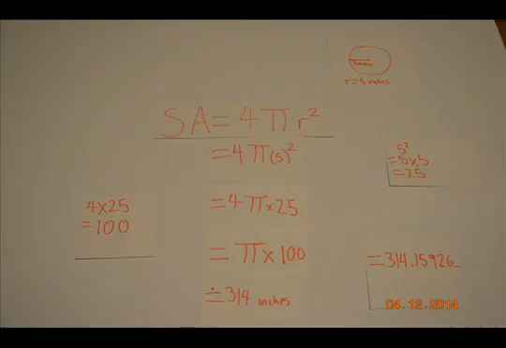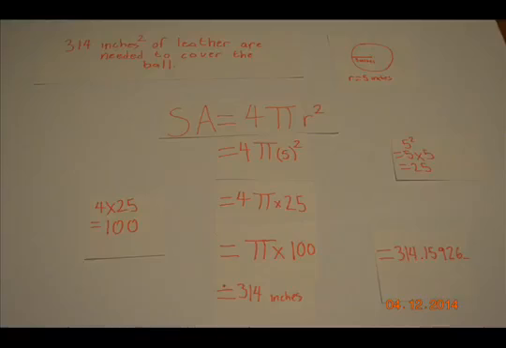Notice how I put a dot over the equal sign at the bottom there. That signifies that it's an approximation and not the exact measurement. It's good to put this for your measurements when you're calculating the surface area of a sphere. So in the end, 314 inches squared of leather are going to be needed to cover the ball. So that is how you calculate the surface area of a sphere.